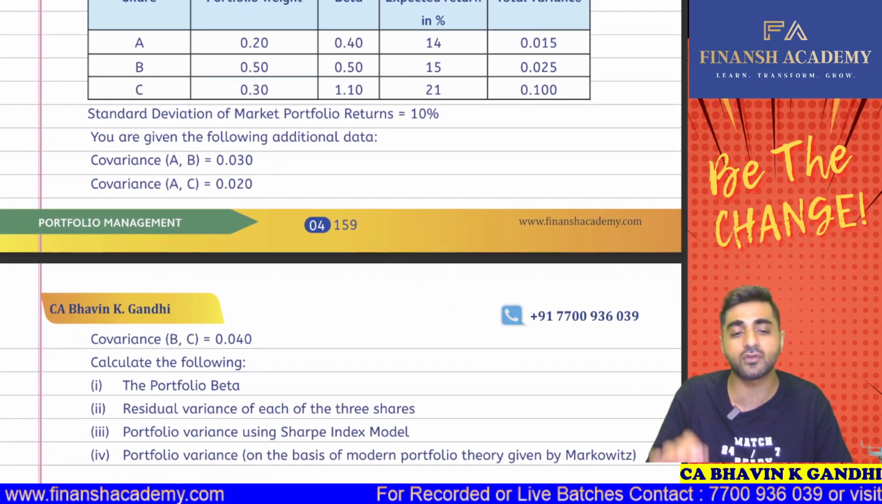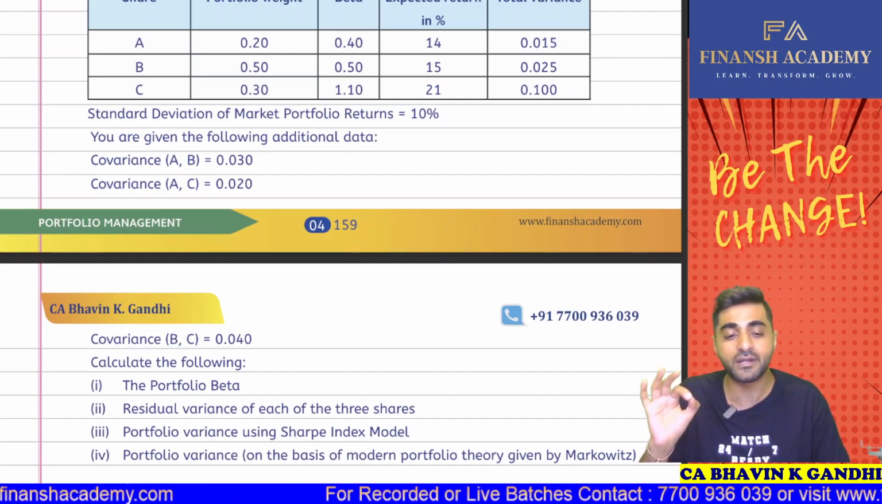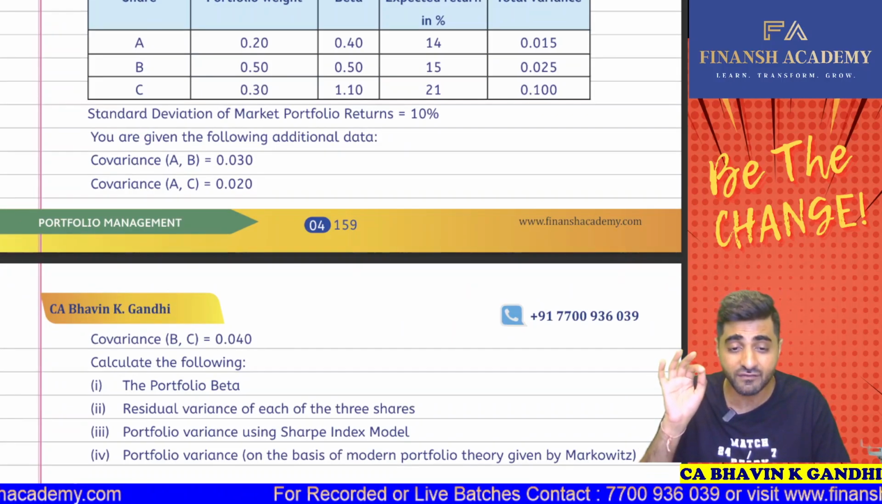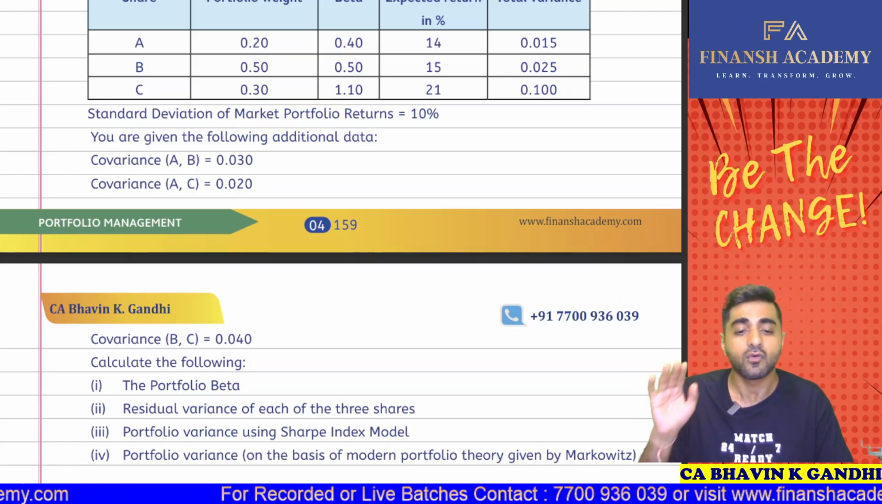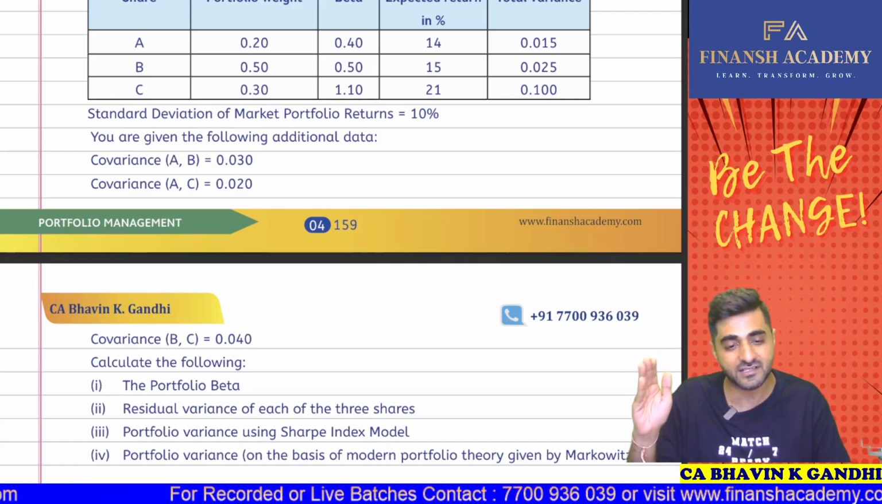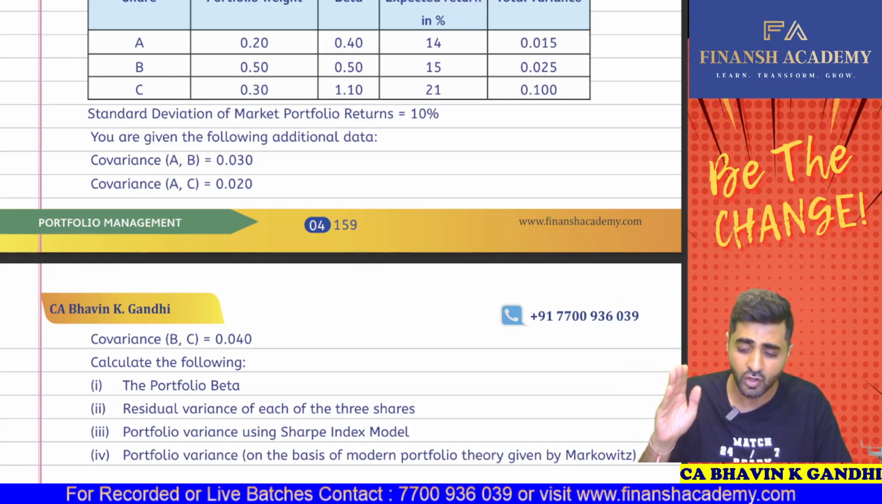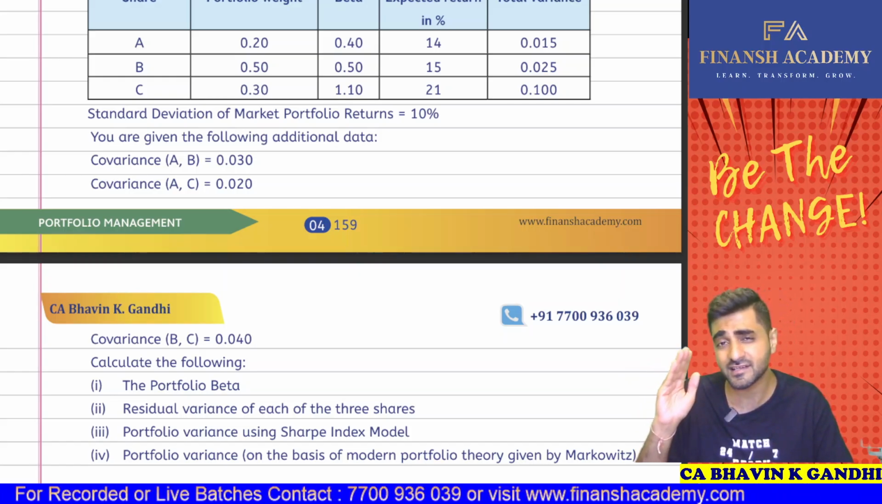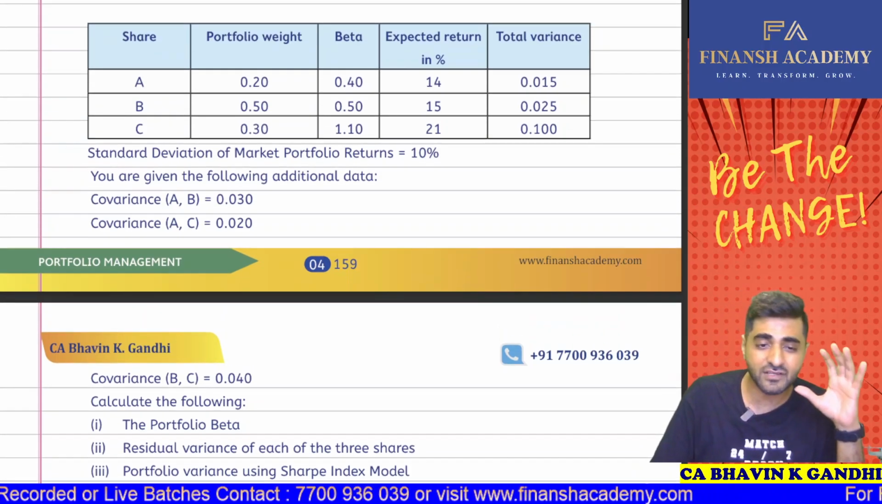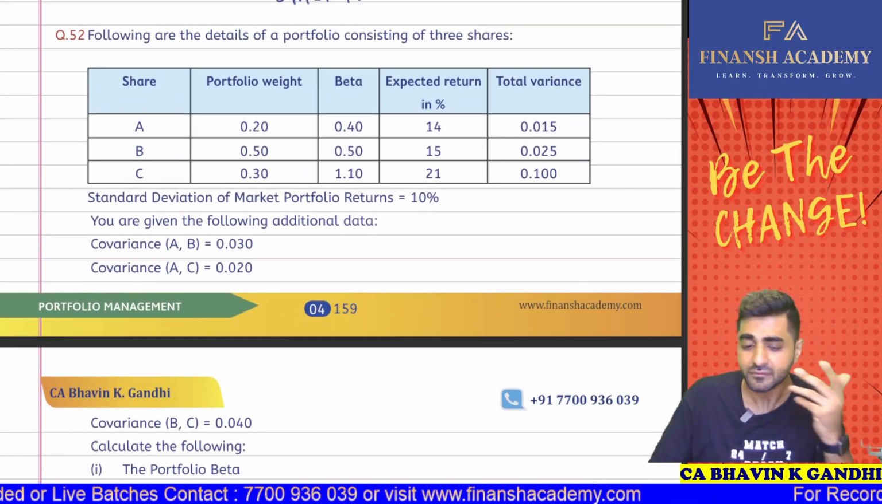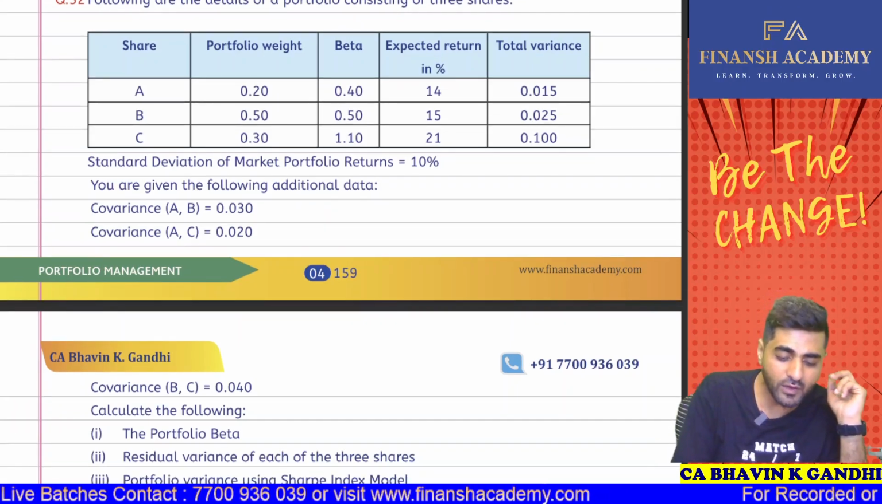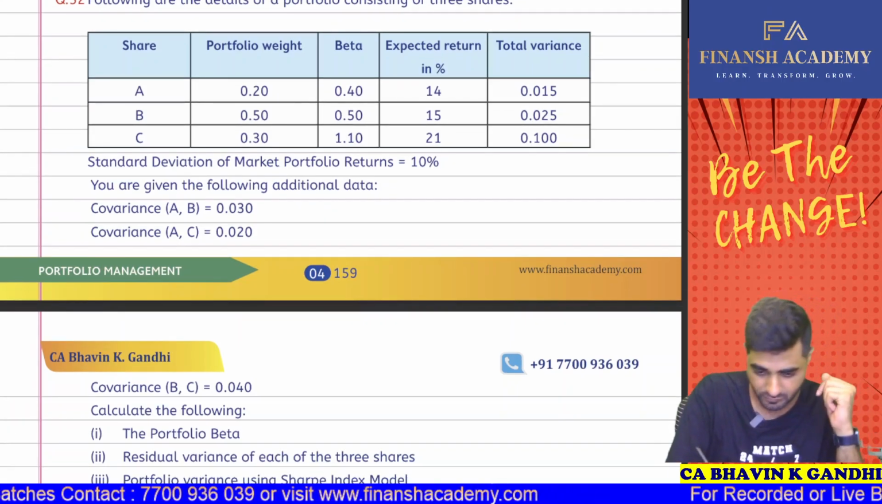We are required to now calculate what is the portfolio beta. What is the residual variance of each of these 3 shares? What is the portfolio variance using Sharpe's index model? What is the portfolio variance on the basis of modern portfolio theory? That is Harry Markowitz. So this is something which we need to calculate. Okay. Now, my dear students, how will you calculate your portfolio beta?